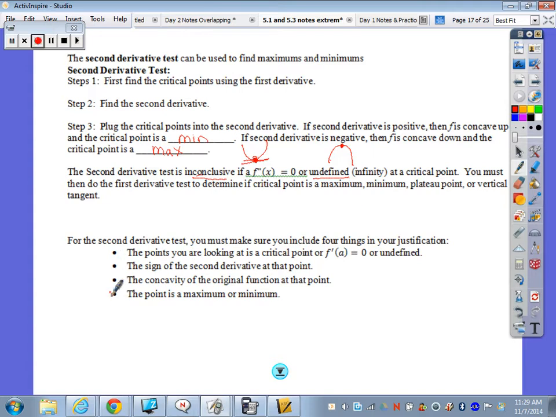So sometimes you're going to have to justify for the second derivative test, and these are the 4 things you must include in your justification. That you're looking at a critical point, where f prime is 0 or undefined, the sign of the second derivative at the point, the concavity of the original function, and that the point is a max or a min.